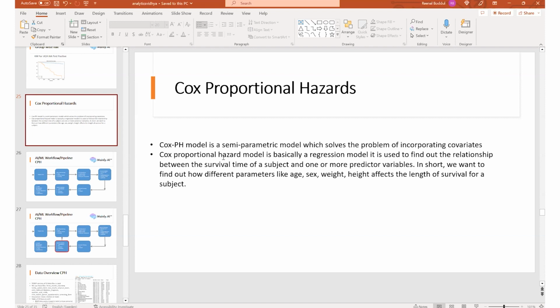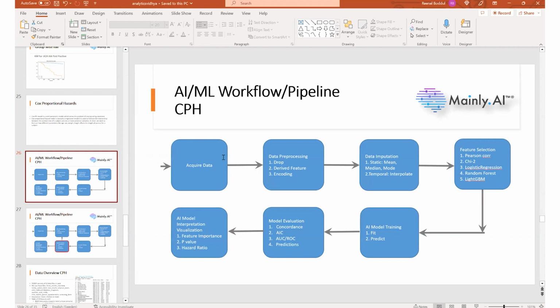It's a semi-parametric model. The general workflow for the Cox proportional hazard model is to acquire the data, process the data, drop the data, and encode the data. We use the median as the imputation method for some of the features. For feature selection we use Pearson correlation, chi-square methods, and random forest. We want to use features in the experiment which are correlated with the dependent feature. We don't want to use all the features. That is what we did in the feature selection step.